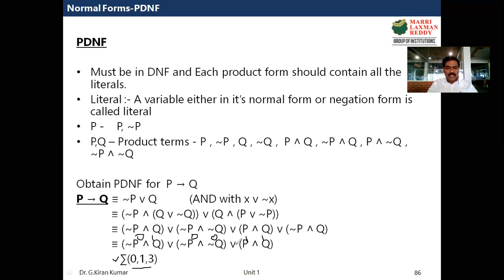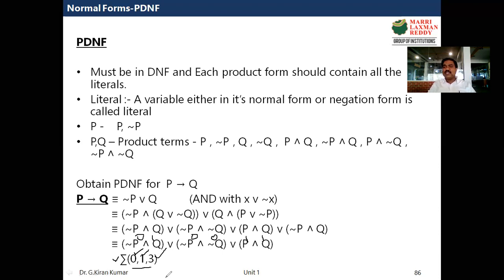Okay, now you take the equivalent binary values. So 0, 1 equivalent value is 1. So I have taken 1 here. Okay, 0, 0 equivalent value is 0. Okay, then 1, 1 binary number equivalent value is 3. So therefore I have taken 3. So finally, for the PDNF, we write the sigma values also. So this is how we convert a given propositional function into equivalent PDNF form.